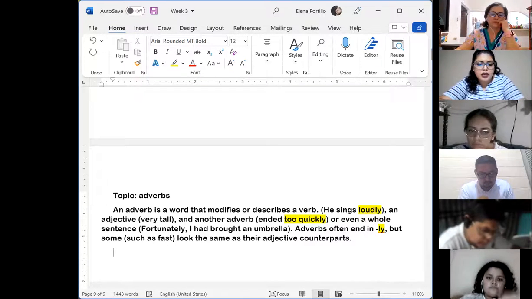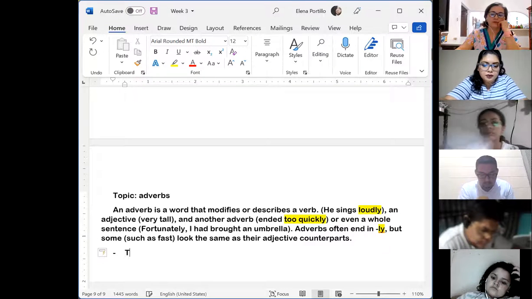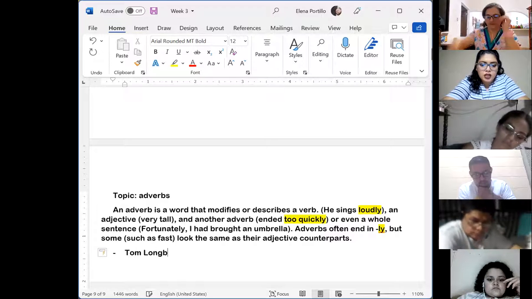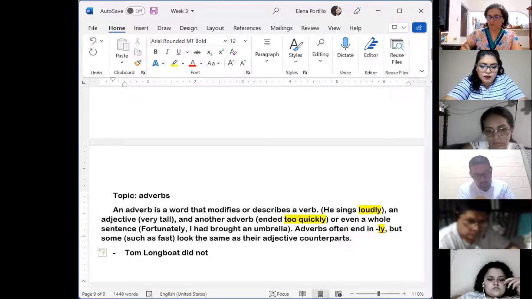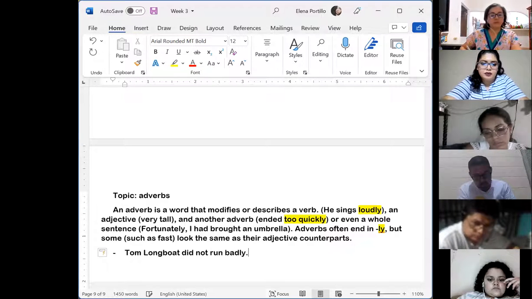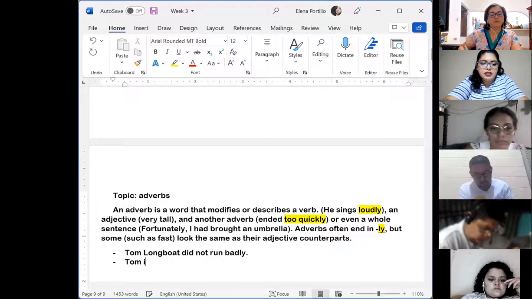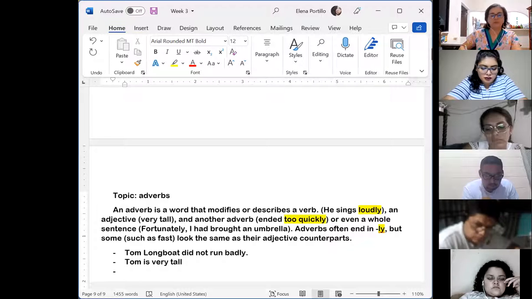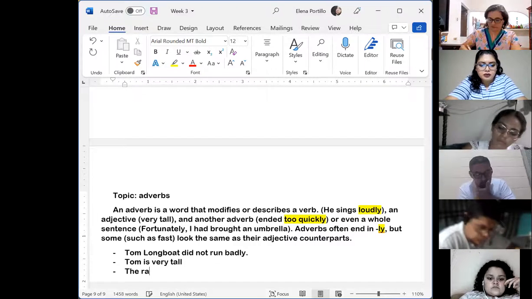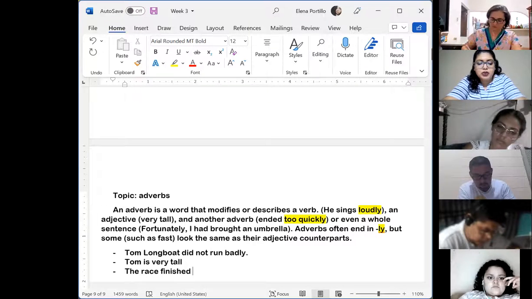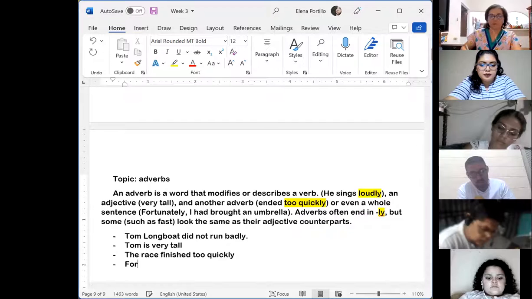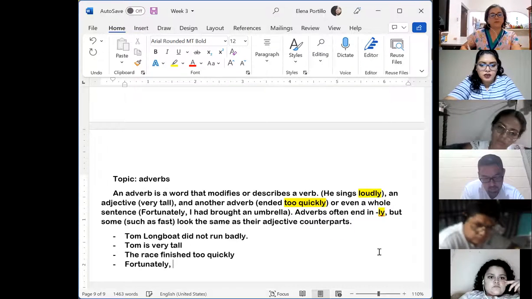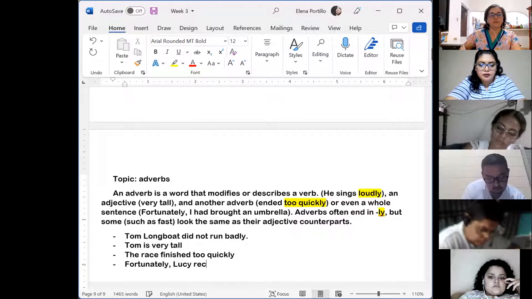And we have some examples as always. And we have the number one, Tom Longboat, that is the last name of this boy. Did not run badly. Then Tom is very tall. The race finished too quickly. Fortunately, Lucy recorded Tom's win.